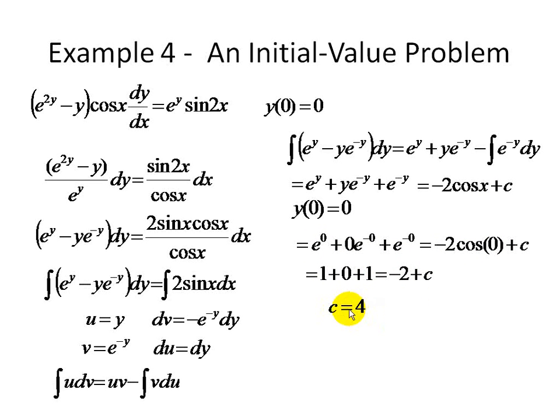Now we take this c and substitute it back into this expression, and we get e to the y plus y e to the minus y plus e to the minus y is equal to negative 2 cosine of x plus 4, which is the solution to this differential equation.